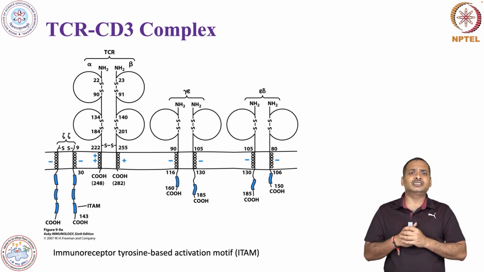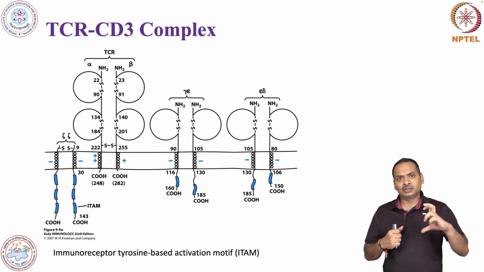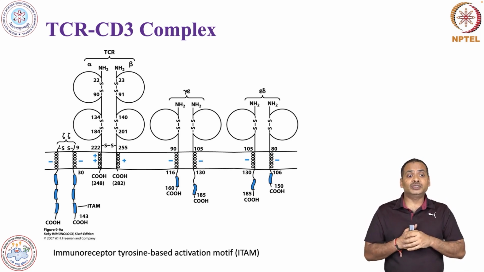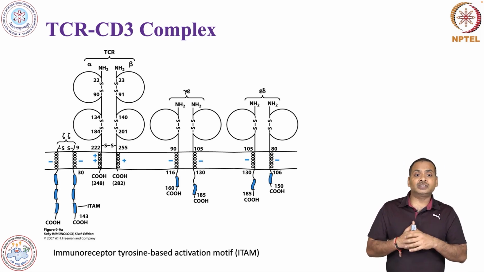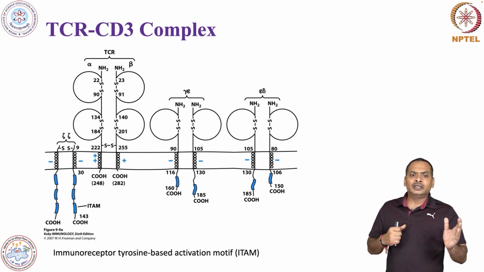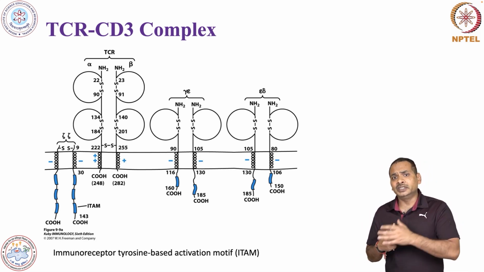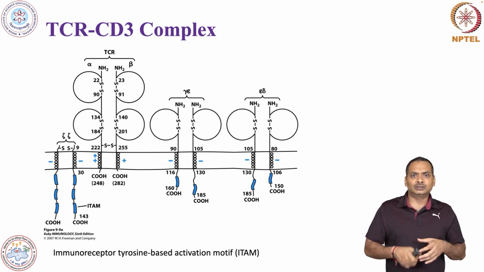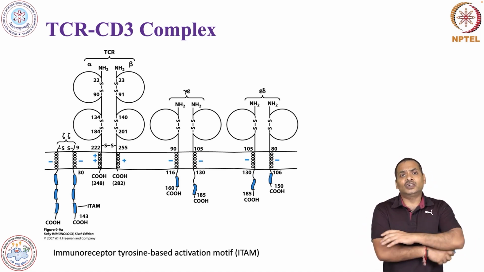Here you can see the zeta chain. Okay. So zeta chain has a long cytoplasmic domain, and this domain has a unique motif which we call an ITAM. It's an immunoreceptor tyrosine based activation motif. Okay. And it is also present along with gamma epsilon and epsilon delta. So these are the chains. So all these things are always present in a complex form. Okay. And this is needed in order to make the TCR functional.